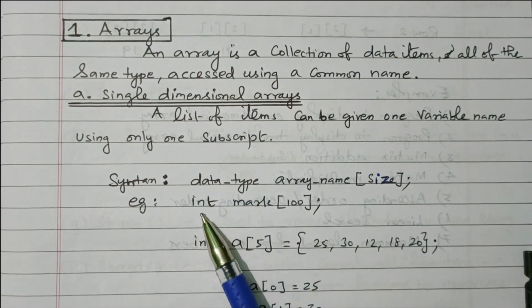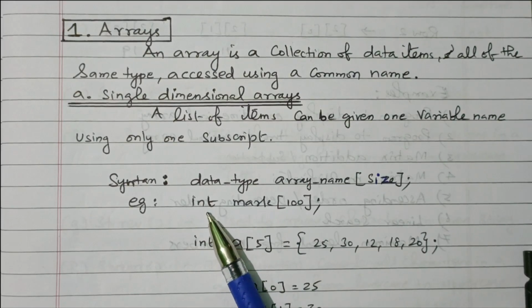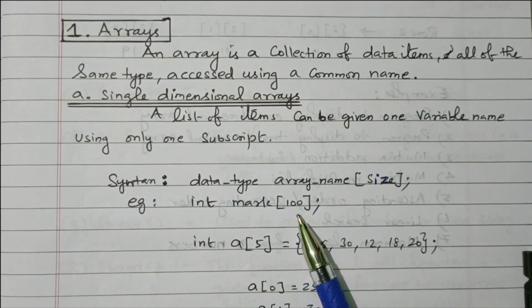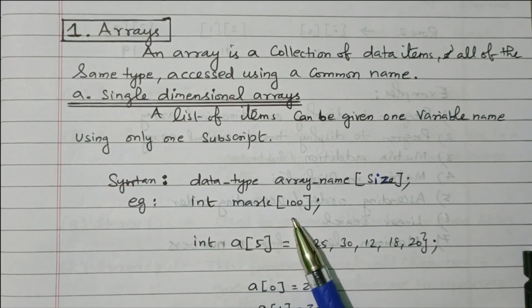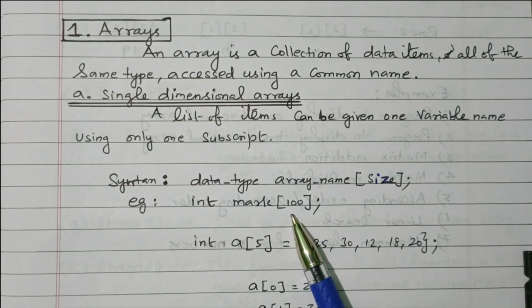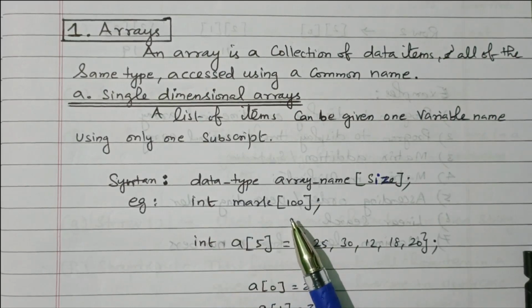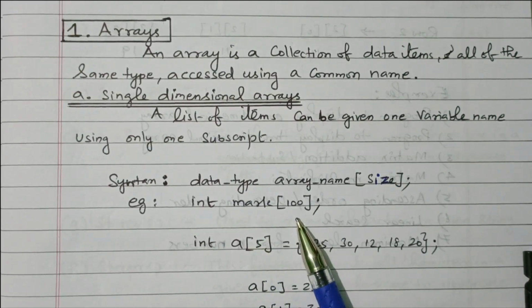So the example is int mark[100]. The data type is integer, the array name is mark, and this 100 is the maximum number of elements in the array. So by using the mark variable, we can store 100 different marks of the students. No need to go mark1, mark2, mark3, mark4 like that up to 100. We can have only one name, mark, of type integer, and the 100 marks can be stored in this.